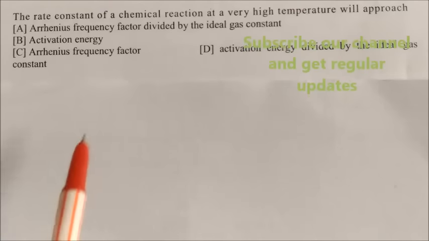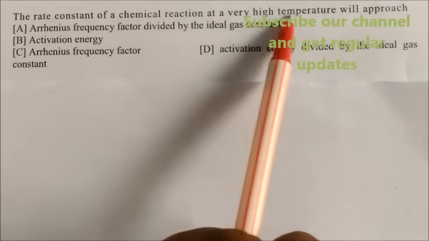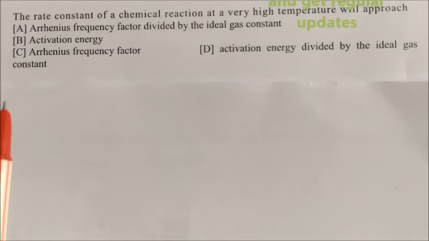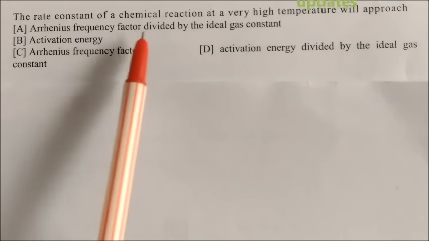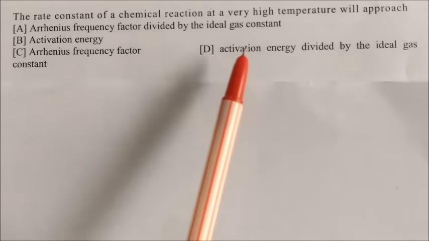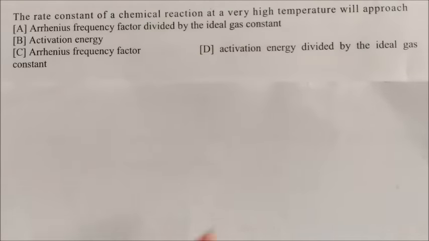The rate constant of a chemical reaction at a very high temperature. The temperature is very high and it will approach. We have four options: Arrhenius frequency factor divided by the ideal gas constant, activation energy, this, and activation energy divided by the ideal gas constant.